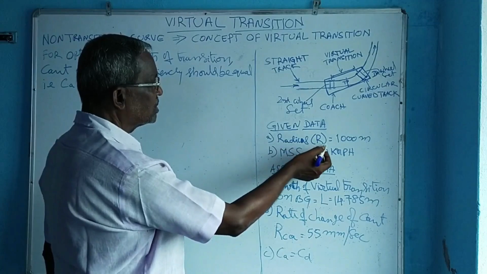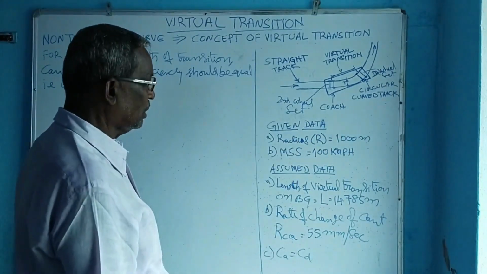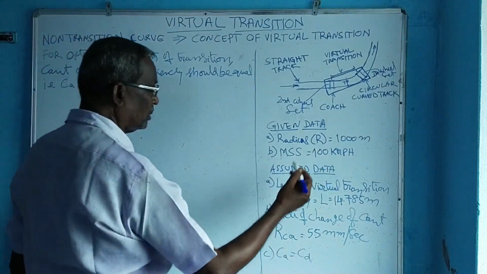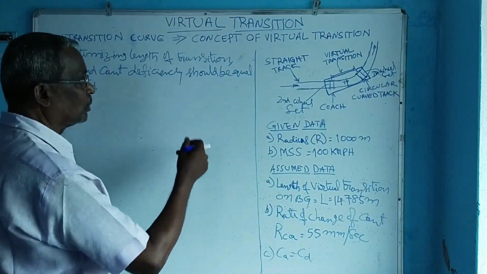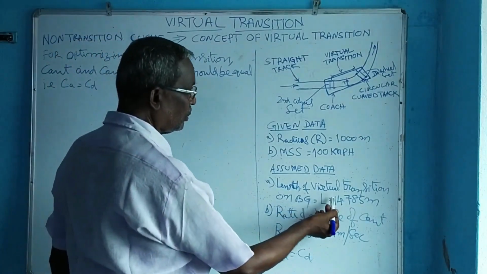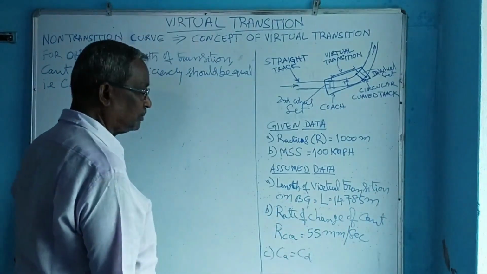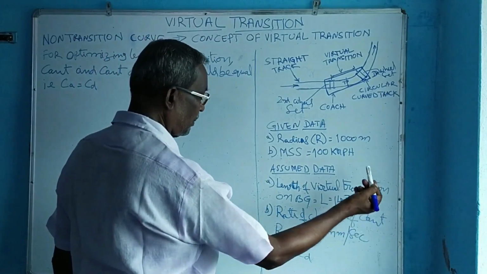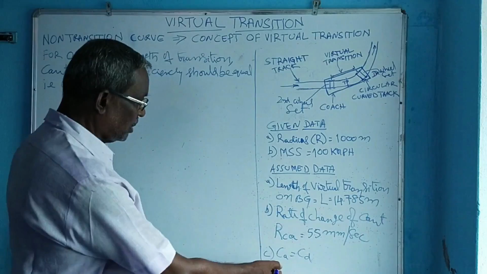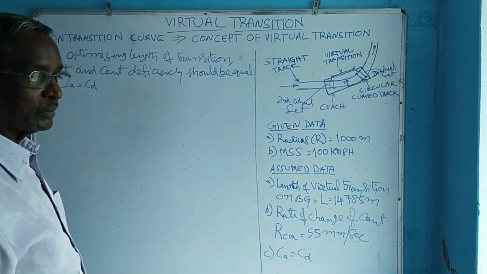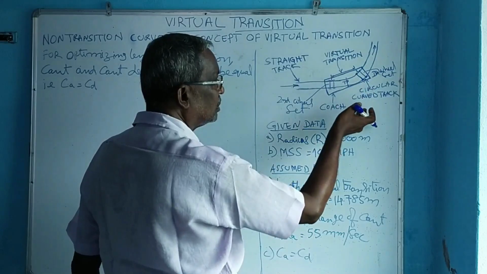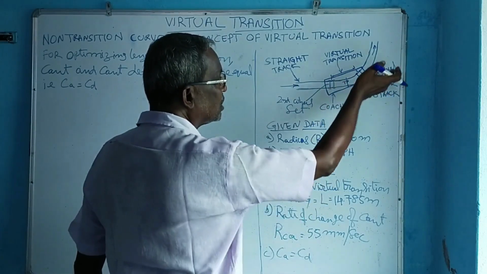Given data: radius of circular curve is equal to 1000 meters. Maximum sectional speed is equal to 100 kmph. Then comes the assumed data. Speed of the train on non-transition curve, that is with virtual transition. What is the assumed data? Length of transition on BG is equal to 14.785 meters. Rate of change of cant or cant deficiency is 55 mm per second. CA is equal to CD, cant is equal to cant deficiency. Here, speed on transition curve is equal to speed on circular curve. So first, what is the speed on transition curve? Then what is the speed on circular curve?